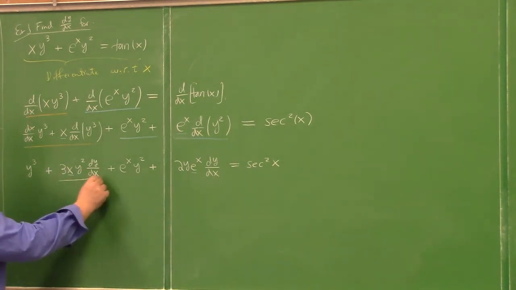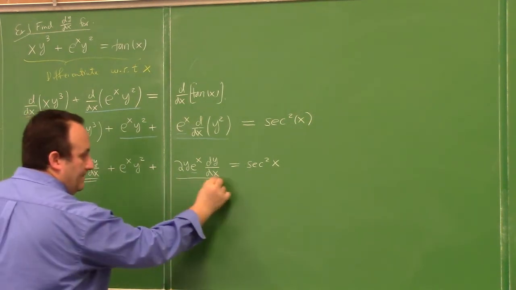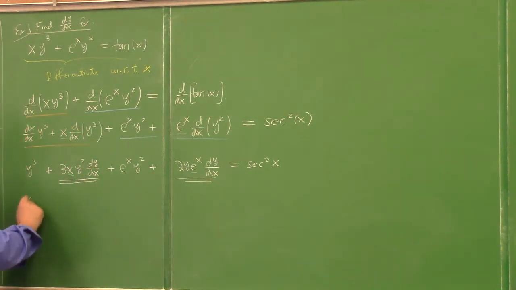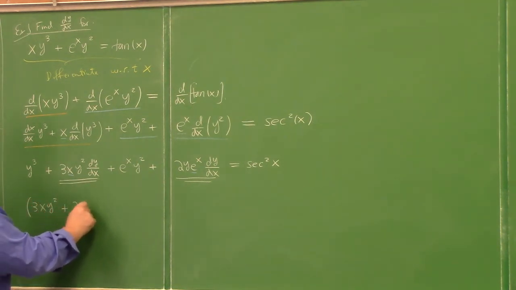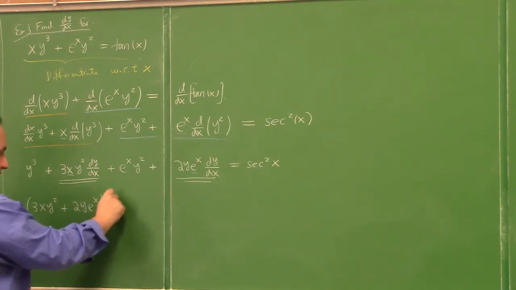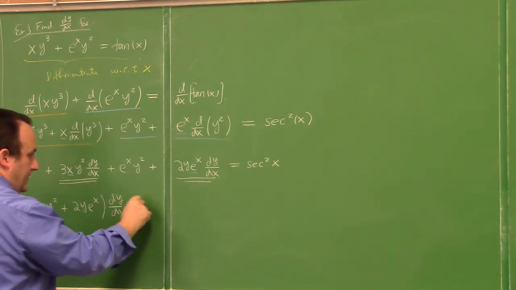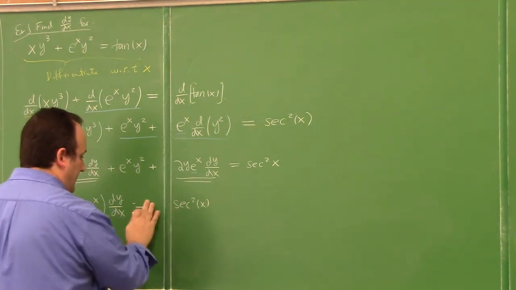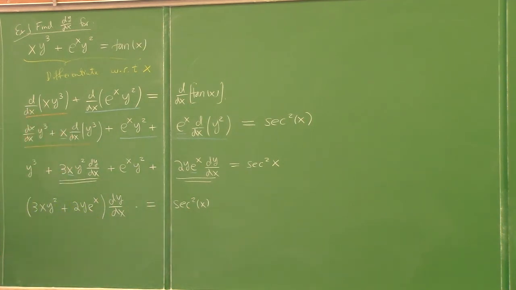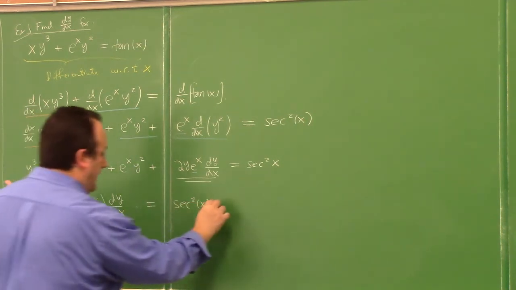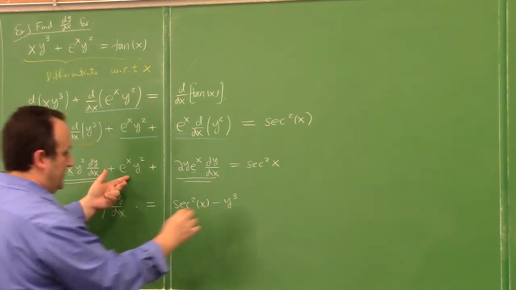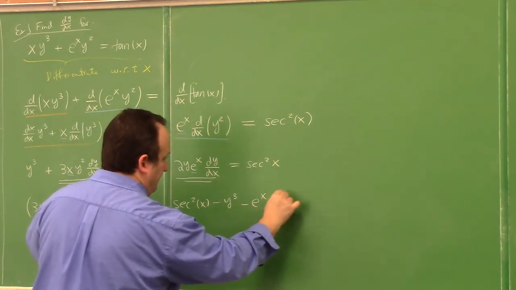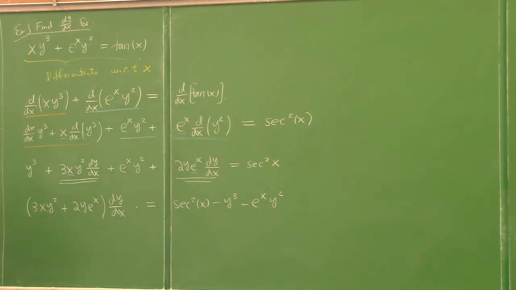So I've got this term, right? And I've got that term. So I'm going to keep those on the left-hand side and factor out the dy dx. I've got 3xy squared plus 2y e to the x times dy dx, right? Equal to what? Equal to secant squared x, right? Minus what? Minus y cubed, minus e to the xy squared. And then I divide by whatever the coefficient of dy dx is.